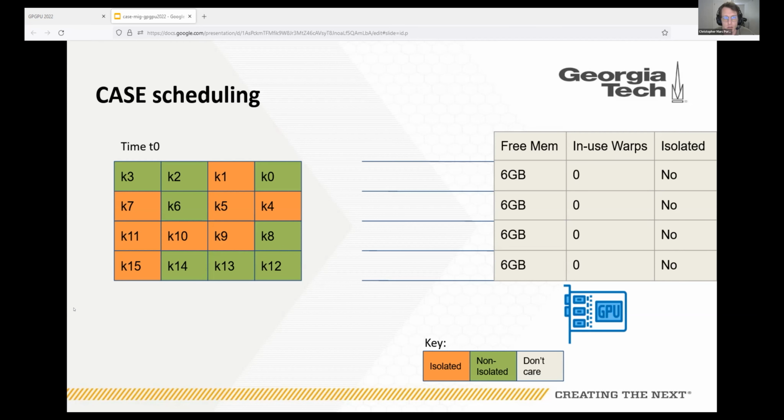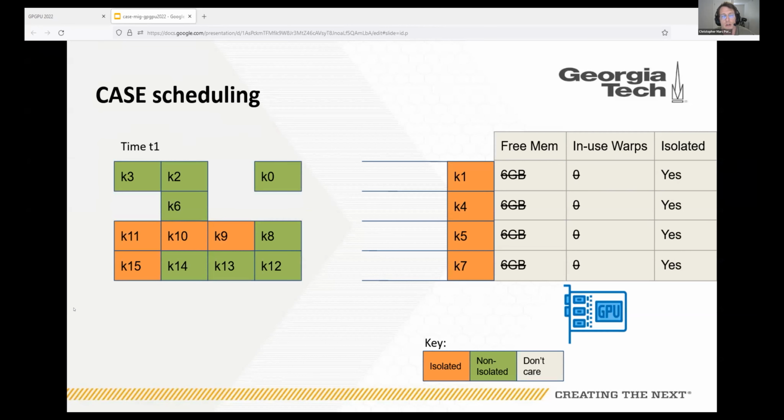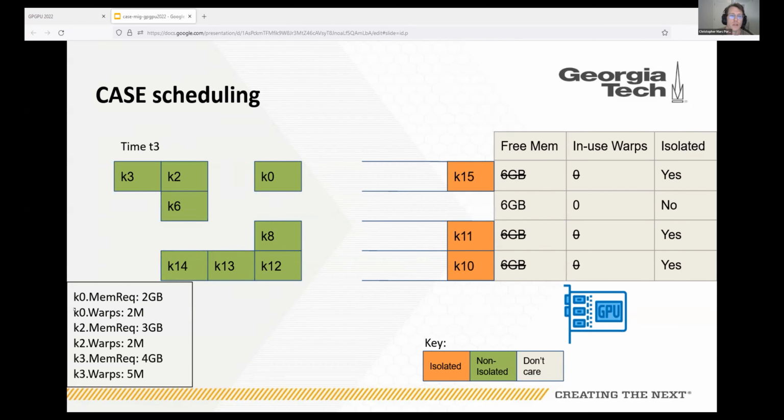So let's get started. CASE schedules the first 4 isolated jobs. It also updates its table. So each slice is marked yes for isolated, and because isolated jobs don't share anything, we're just going to ignore free memory and in-use warps for those slices for now. This is similar to Slurm so far. And at time t2, the first isolated jobs have completed, and we have the last 4 running. Nothing too exciting yet. Now at time t3, a slice is freed up, and we can start running non-isolated jobs.